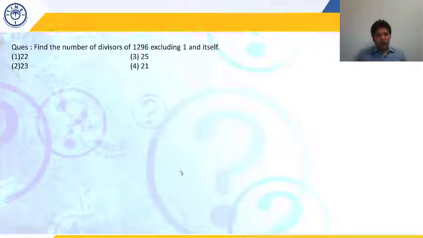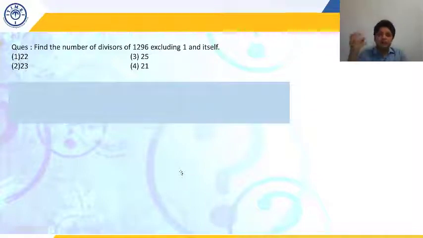We exclude 1 because 1 is going to be a factor of every natural number, and the number itself is also a factor of it. So excluding 1 and itself, how many factors are there? We have discussed in the last class how to find the total number of factors just by first prime factorization of the number.